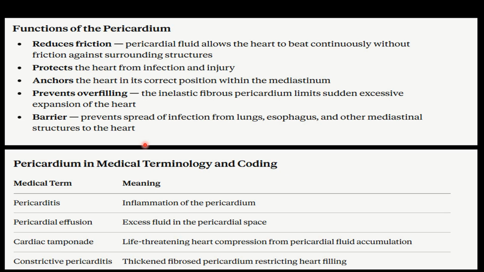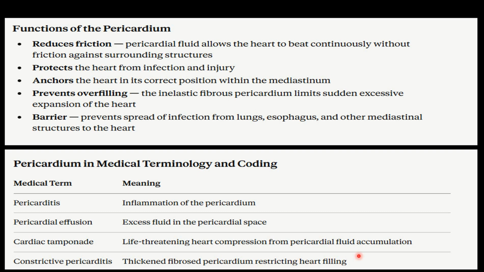Now we have a few terms related to medical coding. The first is pericarditis, inflammation of the pericardium. Second is pericardial effusion, excess fluid in the pericardial space. Third is cardiac tamponade, life-threatening heart compression from pericardial fluid accumulation. And the next is constrictive pericarditis, think of a thick fibrous pericardium restricting heart filling.